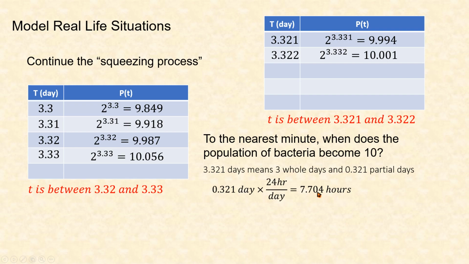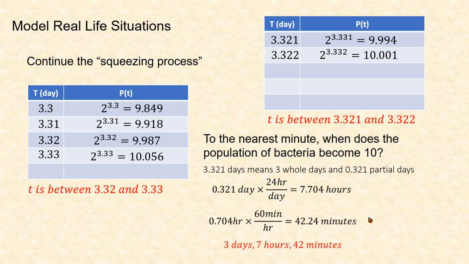I get 7.704 hours, which means 7 whole hours and 0.704 partial hours. I take the decimal part and convert it to minutes. So I multiply by 60 minutes over hour, and the hour cancels. I get 42.24 minutes. And the one nearest minute, so I can round that. I don't need to convert to seconds, right? Nope. So I get 3 days, 7 hours, and 42 minutes. Okay.